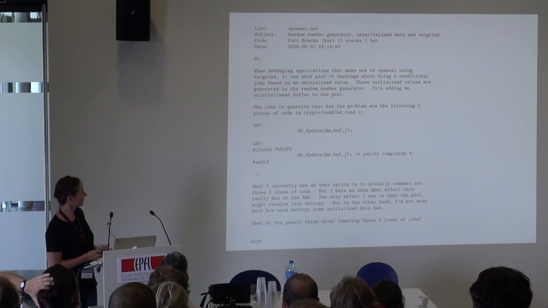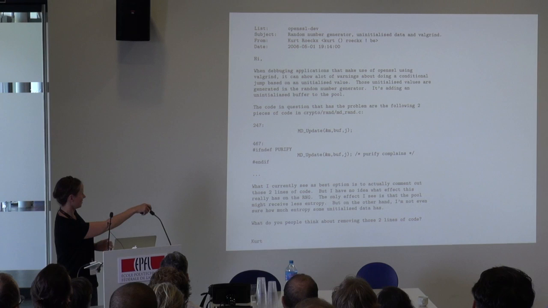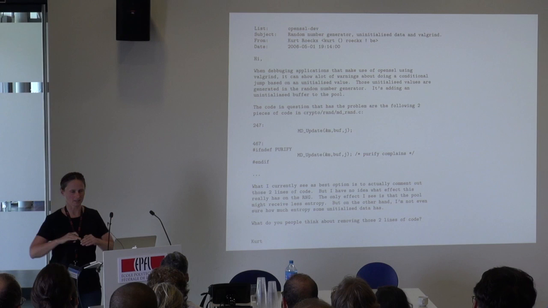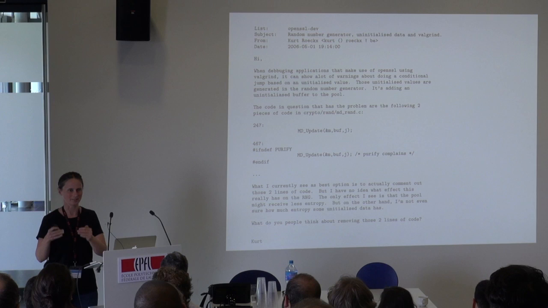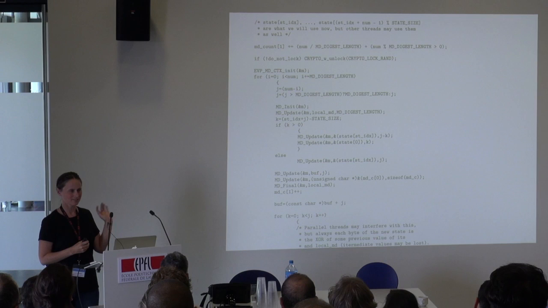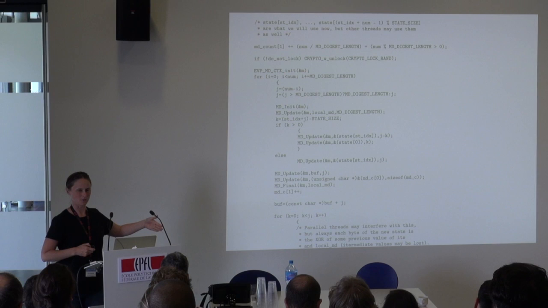He did. And the result was actually that this line happened to be not in the function that was extracting entropy from the RNG, adding in the uninitialized buffer to get some extra entropy. It was in the function that was adding entropy to the random number generator, which is this function, and it's this line here. And that was the line that was actually adding the inputs to the random number generator state.